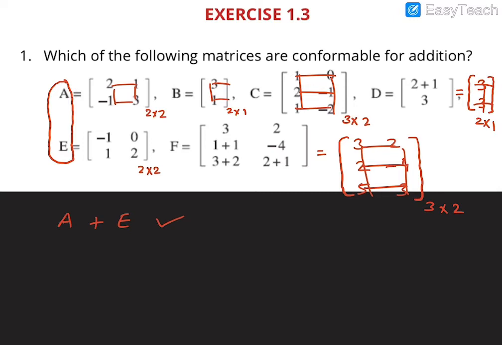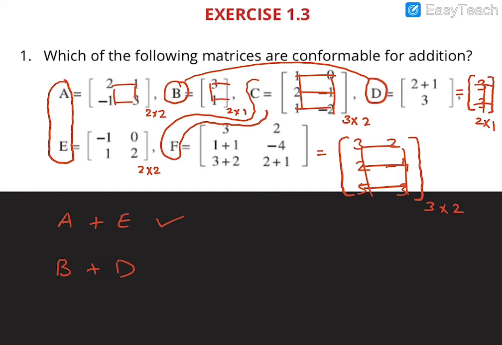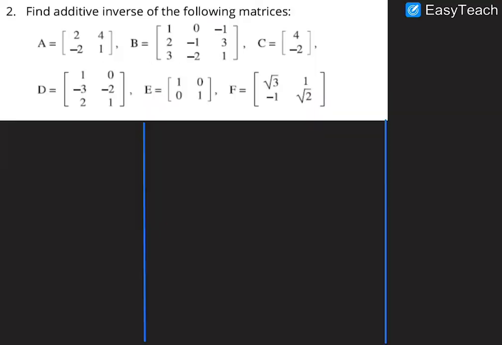Similarly, B is having order 2 into 1 and D is having order 2 into 1. So B is conformable for addition with D. So you can find B plus D. Similarly, C and F. C and F, you can see order is 3 by 2. So C and F you can add both. C plus F is possible. So this is question number 1. Next is question number 2.